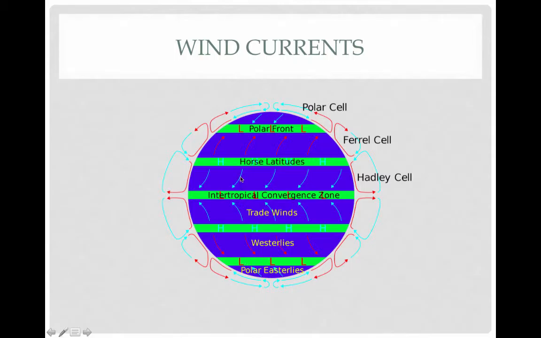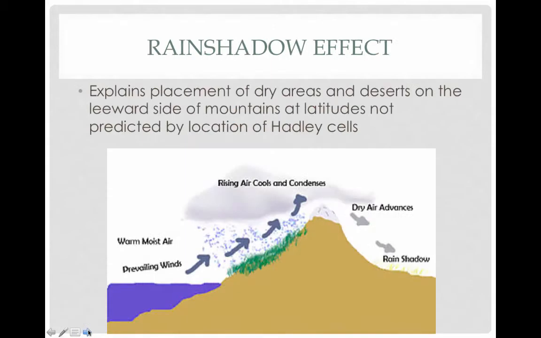Okay, wind currents: just know that because of the polar cells and the rotation of the Earth, the wind currents go in all of these different directions.